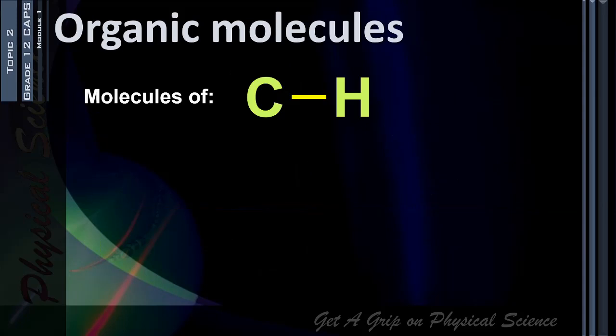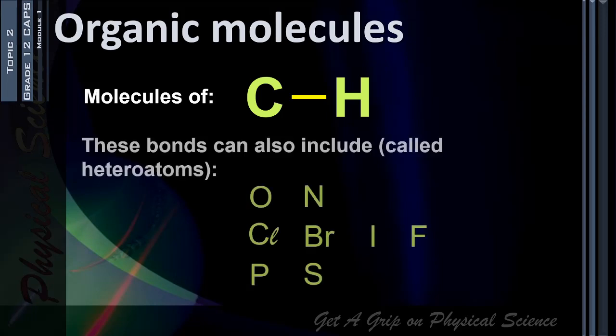We said that organic molecules are molecules that contain carbon atoms, and these carbon atoms can be bonded to hydrogen atoms. The carbons can also be bonded to oxygen, nitrogen, the halogens, phosphorus, and sulfur. But for the CAPS syllabus, we will focus on carbons that are bonded to hydrogens, oxygens, and the halogens. So you can forget about nitrogen, phosphorus, and sulfur for now.